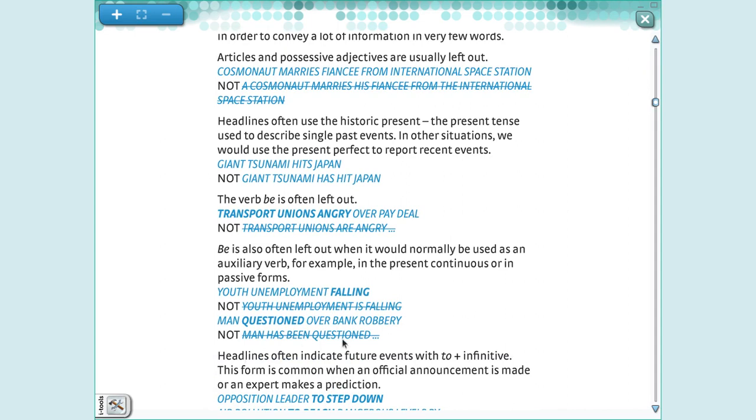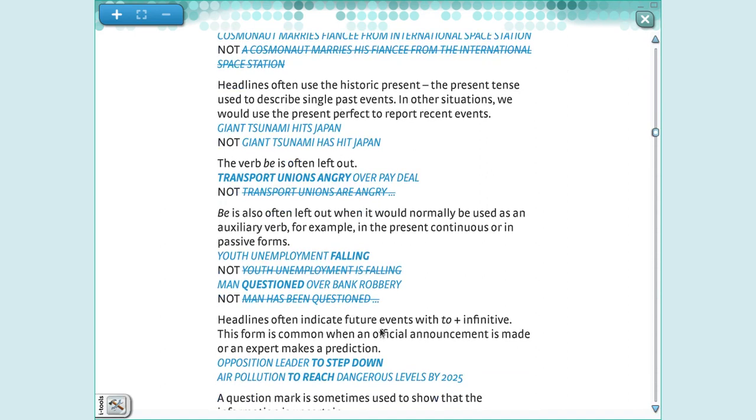Headlines often indicate future events with to and infinitive. This form is common when an official announcement is made or an expert makes a prediction. So when they want to write future sentences, they use the infinitive, to plus infinitive. Okay, air pollution to reach dangerous level by 2025. Yes, 2025. To reach, we're talking about future, but they use to. They didn't use will or is going to.